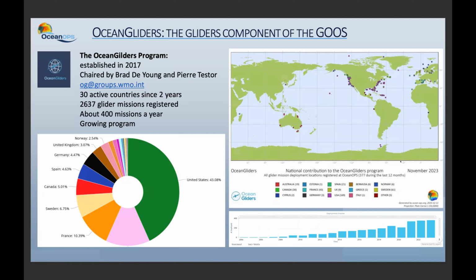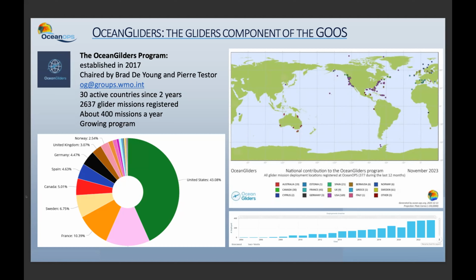The timeline you see below is the number of missions a year. So you see it's continuously growing. That's a really good sign for the program. The chart you see here is based on the number of missions, which is probably not the best indicator. I think we should switch to the number of days at sea. That would give a better view of the activity. But at least it gives you a vision of who's contributing to the program.